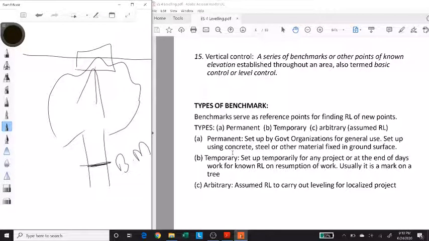Because whatever you do after that, what matters is the difference in elevation of points from that reference. And all the points would have a difference from that same reference. So it doesn't matter what value you give to that benchmark that you have assumed.